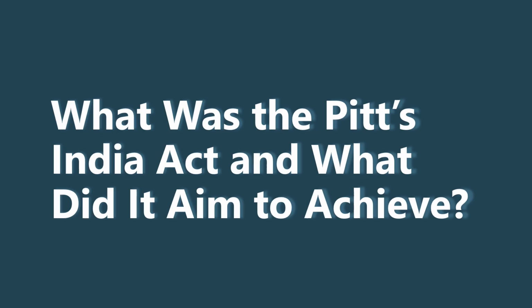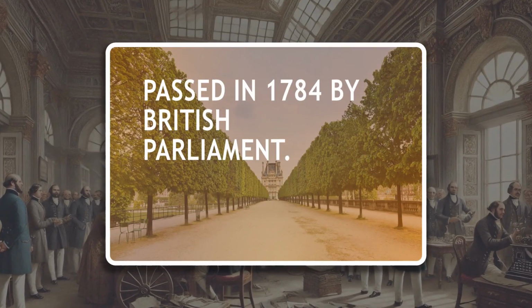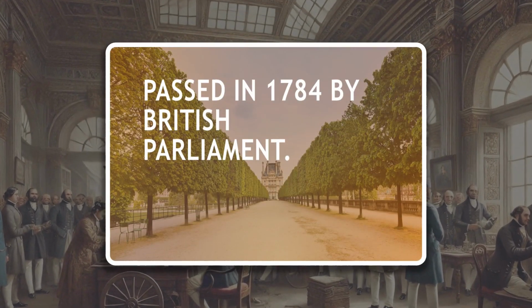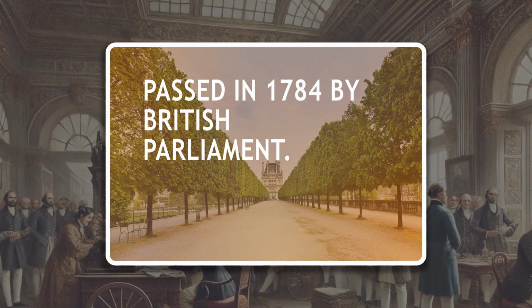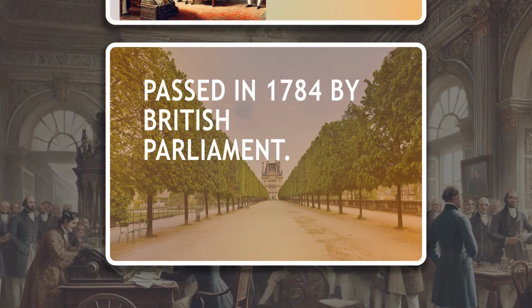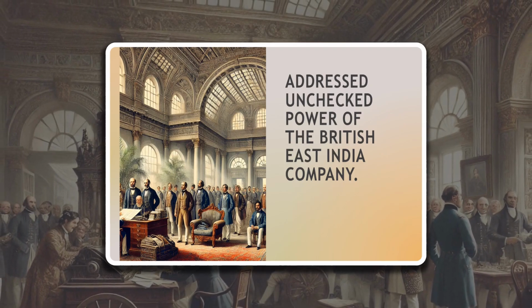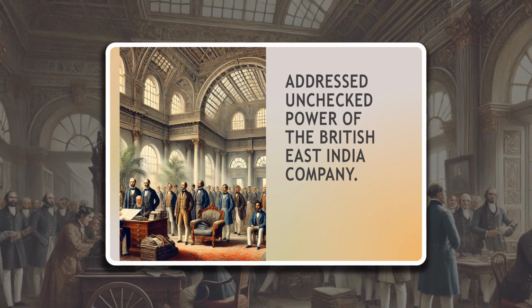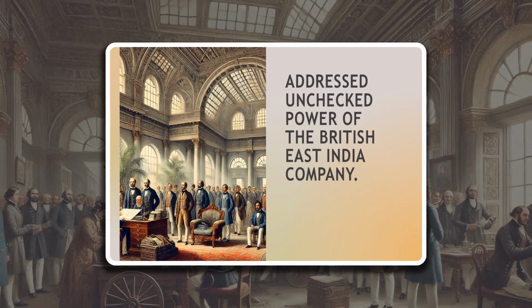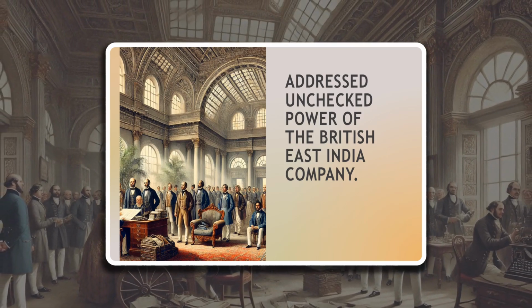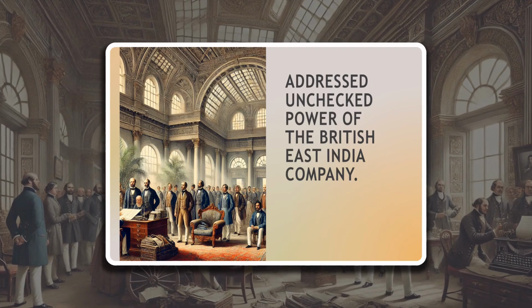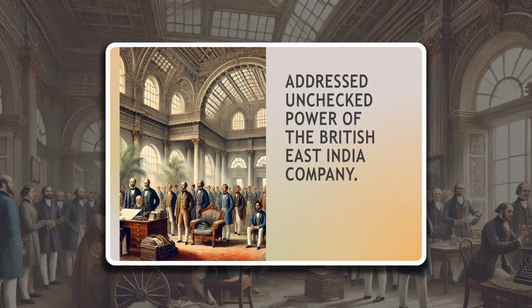What was the Pitt's India Act and what did it aim to achieve? In 1784, British Parliament passed the Pitt's India Act, named after William Pitt the Younger, the British Prime Minister at the time. The Act was a direct response to the mounting concerns over the East India Company's mismanagement of its territories in India. For years, the company had been an autonomous force in India, amassing power, wealth, and influence beyond what anyone, including the British government, could control.